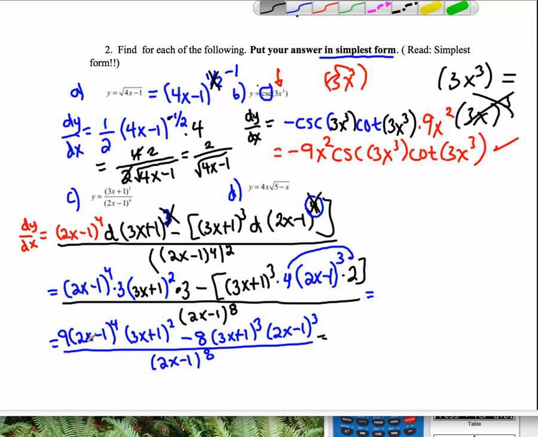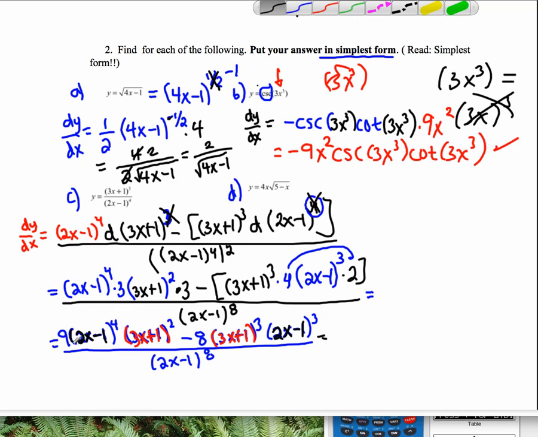So, do we have any greatest common factor? Well, I have 2x minus 1. I have 2x minus 1 right there. Do I have any more common factors? 3x plus 1, 3x plus 1. So, these are my greatest common factors.